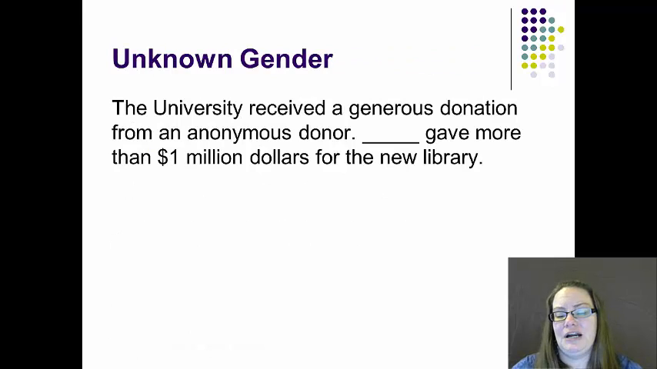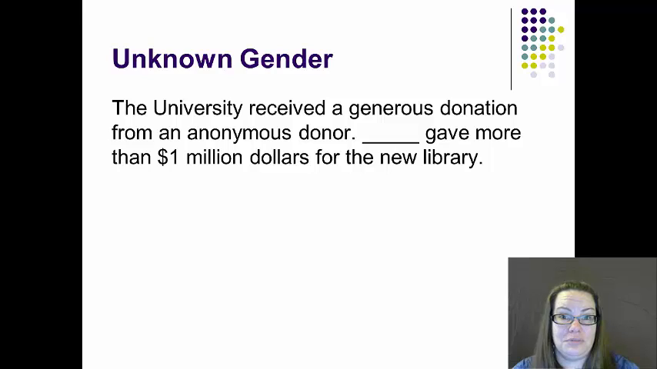Here's a tricky part about pronouns. When we don't know what the gender is of someone in the third person, it's a struggle for us to know which pronoun to use. So check out these two sentences. The university received a generous donation from an anonymous donor. Blank gave more than $1 million for the new library. How do we fill this in?